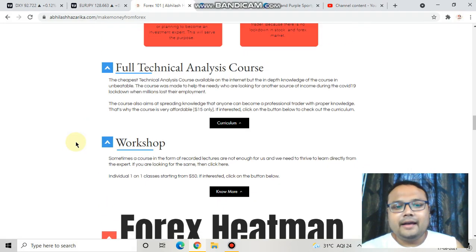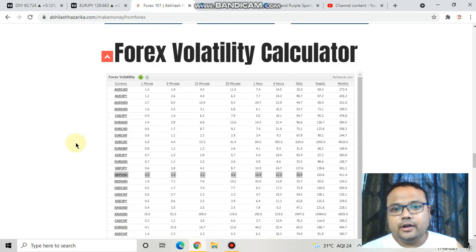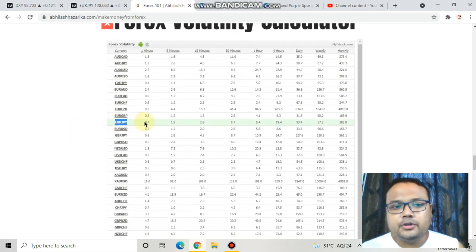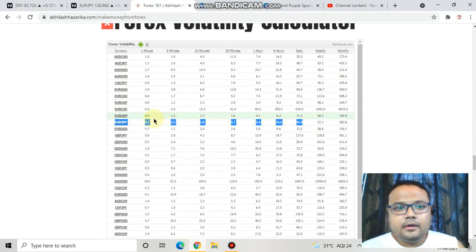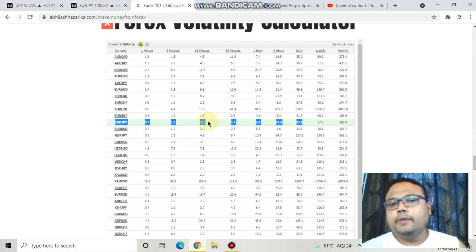And if you go to the Forex volatility calculator here, on the same page, you can see that in 15 minutes you can expect a movement of 2.8 pips, in 30 minutes you can expect a movement of 5.7, in 1 hour 5.4, and in 4 hours you can expect a movement of 19.4 pips only.